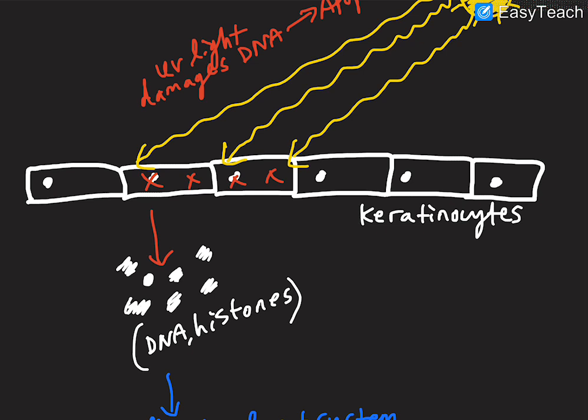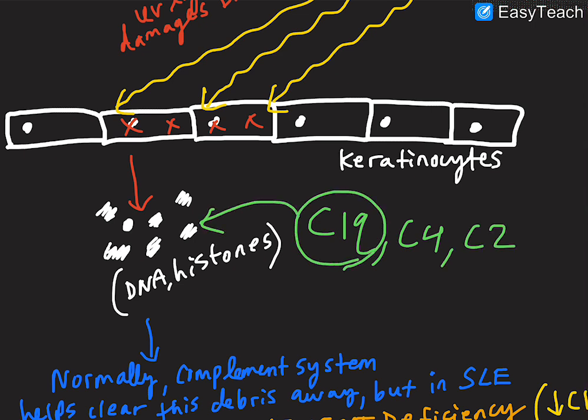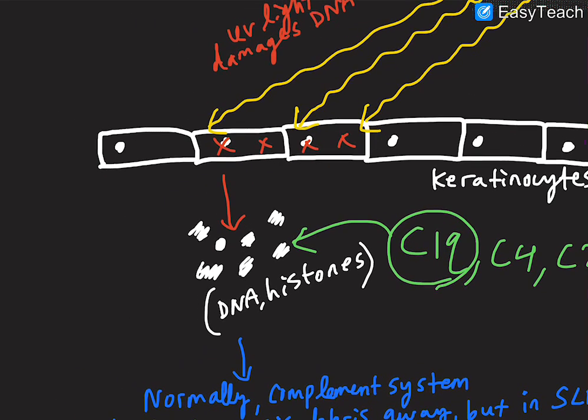So if UV rays hit your keratinocytes, it damages your DNA. You get apoptosis, so you get nuclear material like DNA and histones, fragments of nuclear material that can leak out. Normally, though, you should have normal complement proteins like C1q, C4, and C2. Now, why is this important? Because C1q can directly bind these nuclear fragments. So what are these nuclear fragments again?